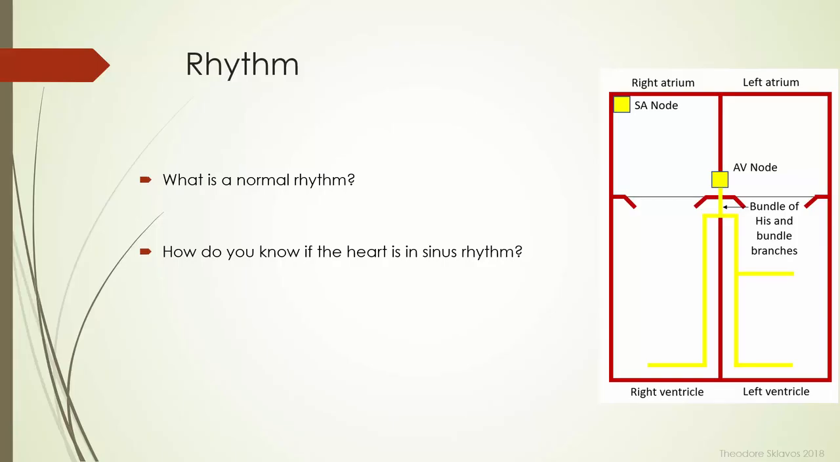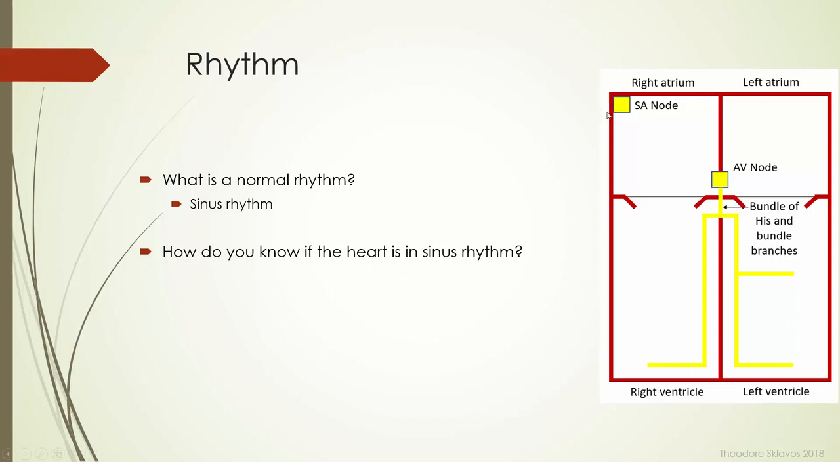Okay, so what is a normal rhythm? I'm sure you all know this, it's sinus rhythm. But how do you know if the heart is in sinus rhythm? Now, most medical students seem to tell me some variant of every P wave needs to be followed by a QRS complex, or it has to be regular. Neither of those things actually have to be true for it to be sinus rhythm, okay?